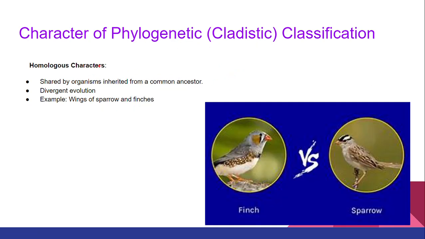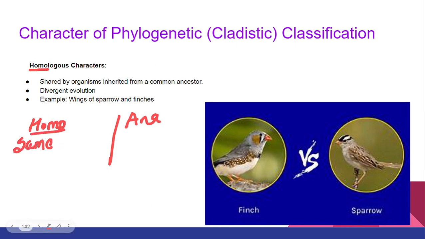When I use the word homologous, let's start with homologous. Homo means same. So let me write it over here. Homo and ana. Homo means same. When I say same, what is the first thing which comes into my mind? What is the first thing which I can see in the organism? That is structure. Same structure. But keep in mind, class, that structure can be different also.